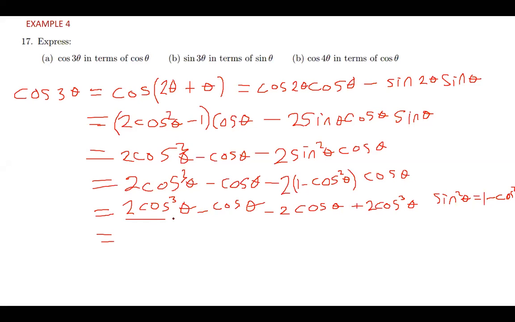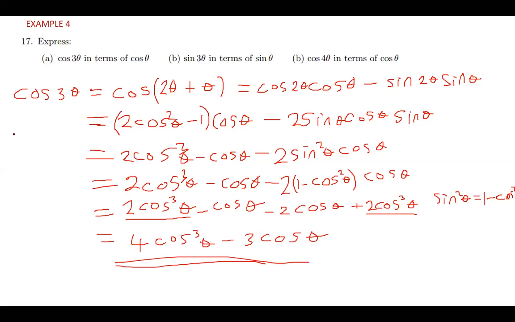So you add this plus that, you get your 4 cos cubed theta. And then you add these 2, rather subtract them, still the same. So you get your negative 3 cos theta. So this is what they wanted for you to do. This is the final answer. So cos 3 theta expressed in cos theta, this is what you're going to get here. It's just as simple as that.